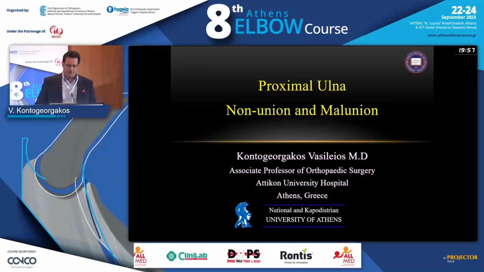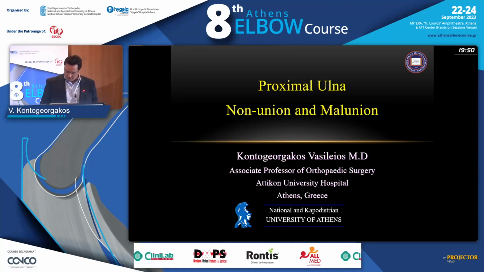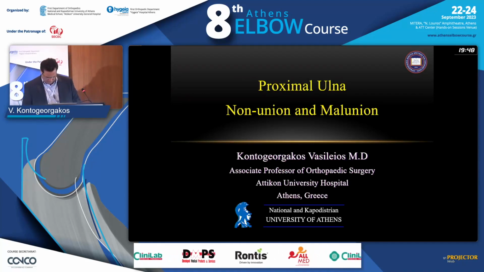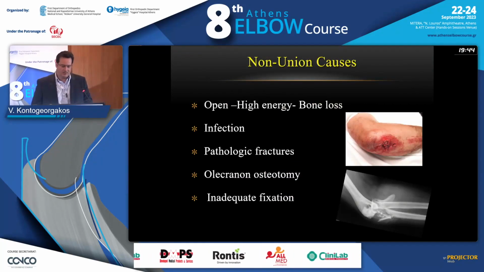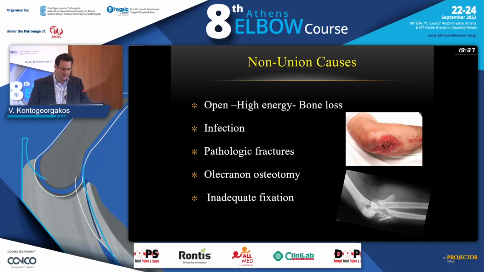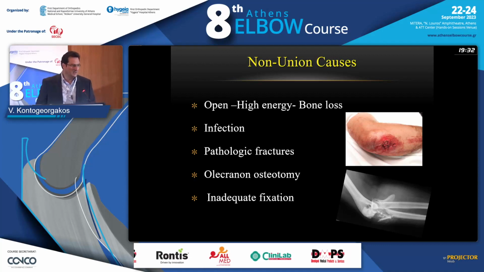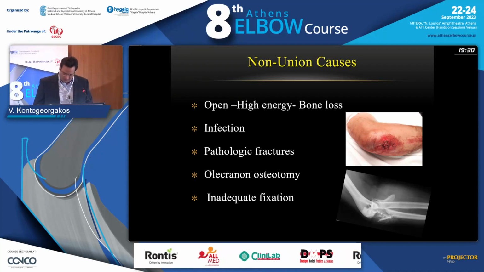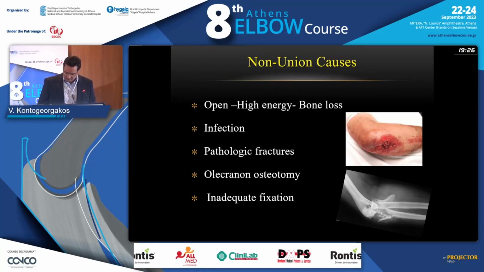My presentation is going to be on the problems, nonunion and malunion of the coronoid and the proximal ulnar fractures. The common cause of a nonunion is an open high-energy fracture of the proximal ulna, usually with bone loss. Infection can be another reason, pathologic fractures, and as all the previous speakers said before, olecranon osteotomy can be a cause of a nonunion, and probably the most common reason for this is inadequate fixation.